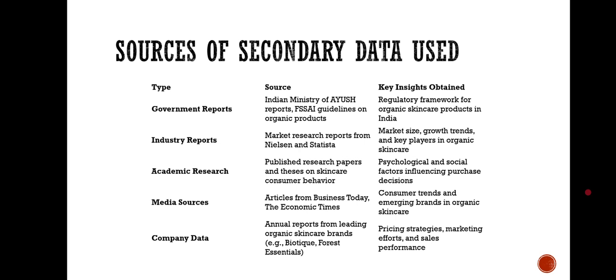Next type we use is academic research, where published research papers and theses on skincare consumer behavior gave key insights on psychological and social factors influencing purchase decisions. Next type we use is media sources, where articles from Business Today and the Economic Times gave insights on consumer trends and emerging brands in organic skincare. And there is company data, where annual reports from leading organic skincare brands like Biotique, Forest Essentials gave key insights on pricing strategies, marketing efforts, and sales performance. So these are the secondary data used for the research.